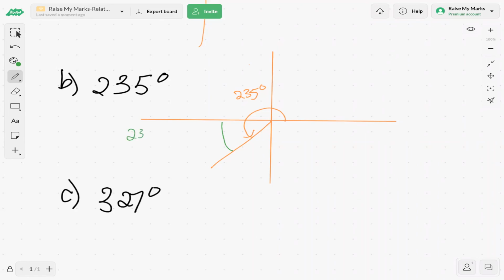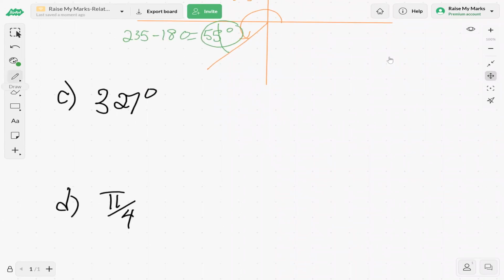So how do we find that angle? We determine 235 minus 180, and that will give us our related acute angle. And we get 55 degrees. Okay, let's have a look at the next one.